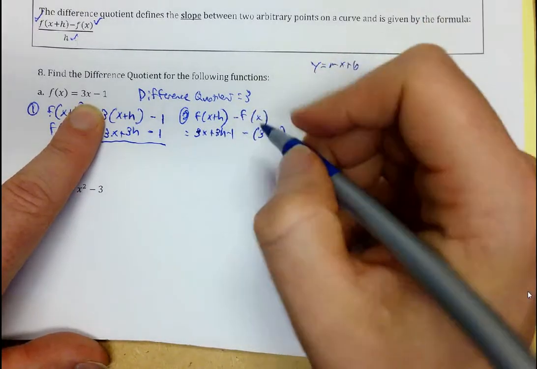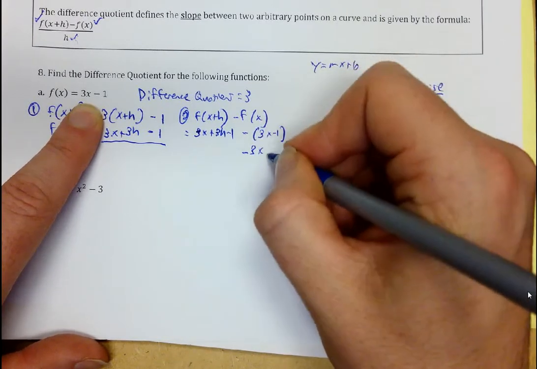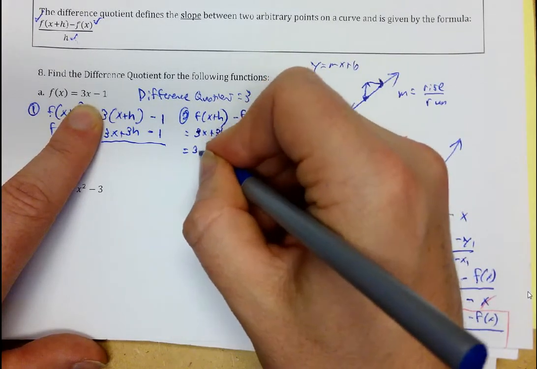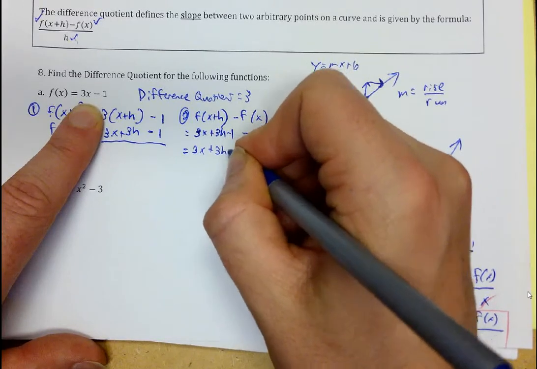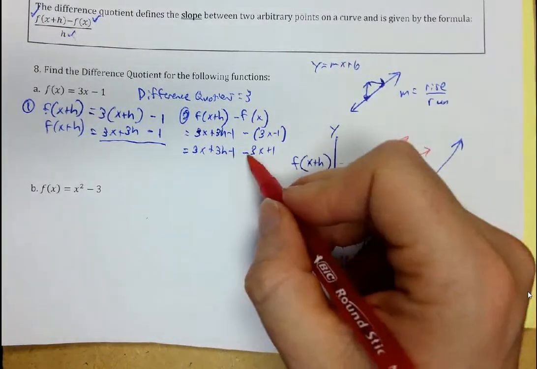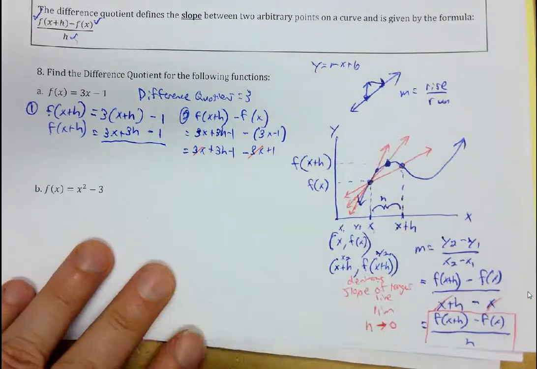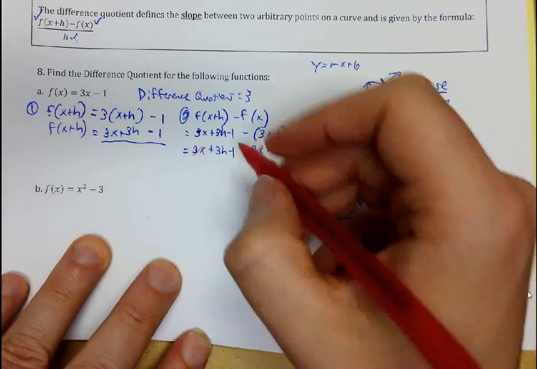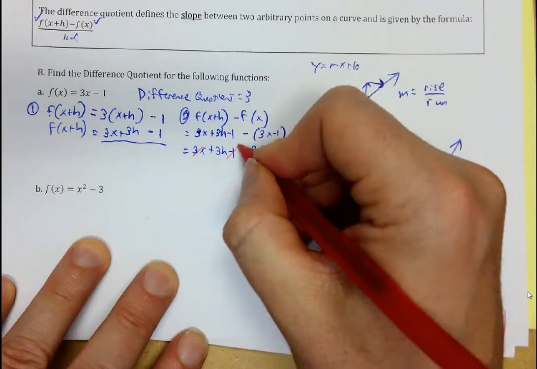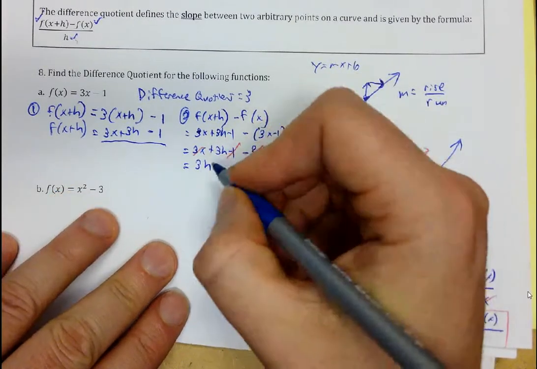In order to do that subtraction, I distribute my minus sign. So minus 3x plus 1. And I should have a lot of terms that cancel here. 3x minus 3x will cancel. They're not always going to cancel. For a linear equation, they should. Minus 1 and plus 1 will cancel, and so I'm left with 3h.